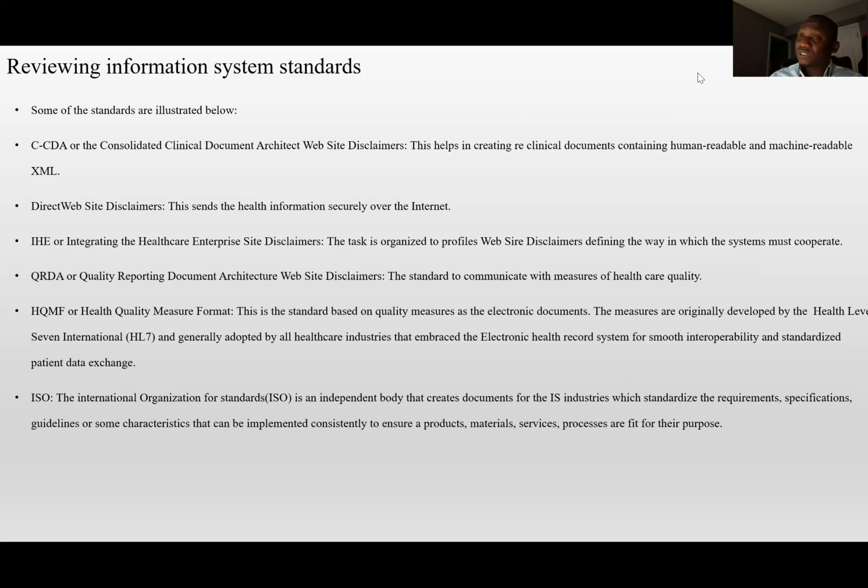Also, we have the ISO standard, which is the International Organization for Standardization, which standardizes requirements, specifications, guidelines, and some other characteristics. And as per case, we really benefited a lot from the ISO standard.